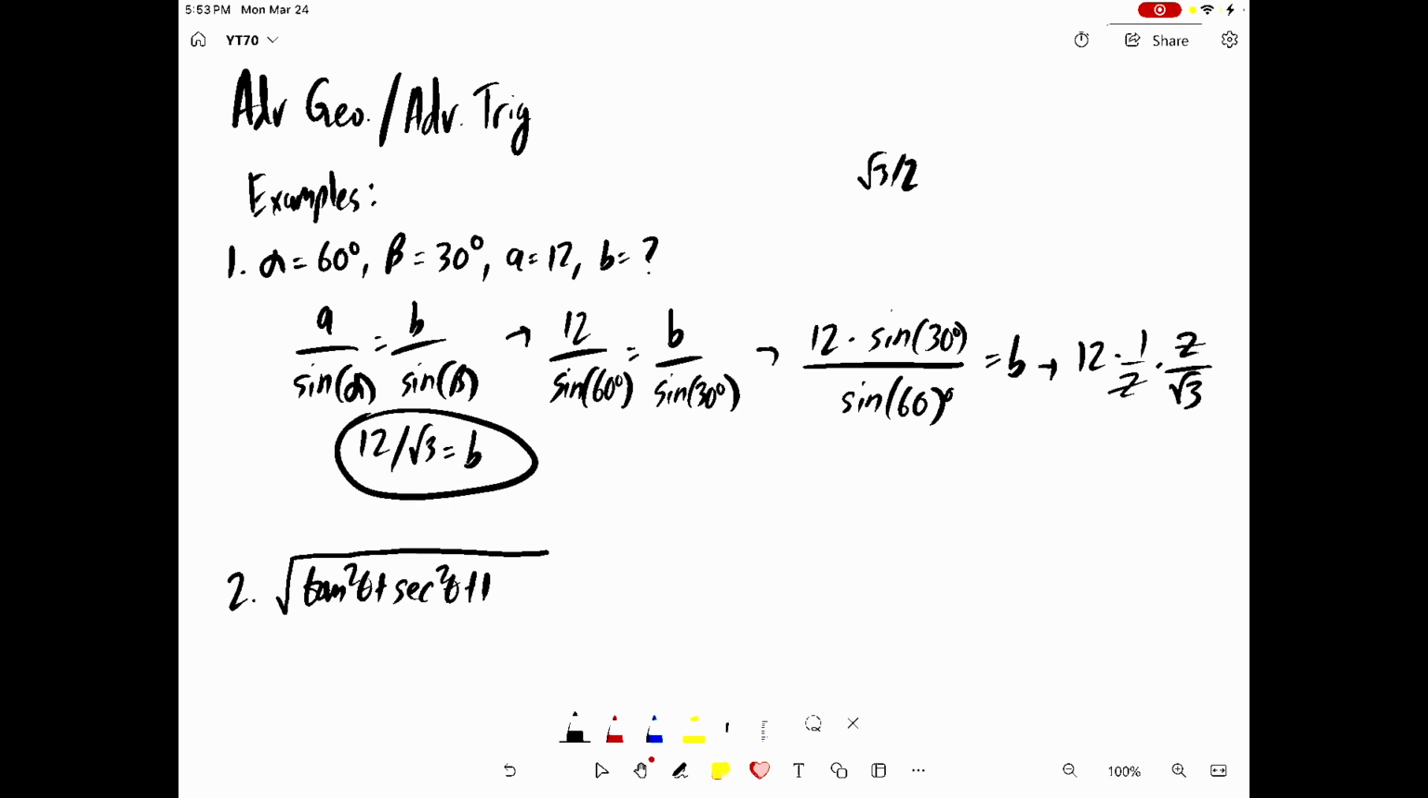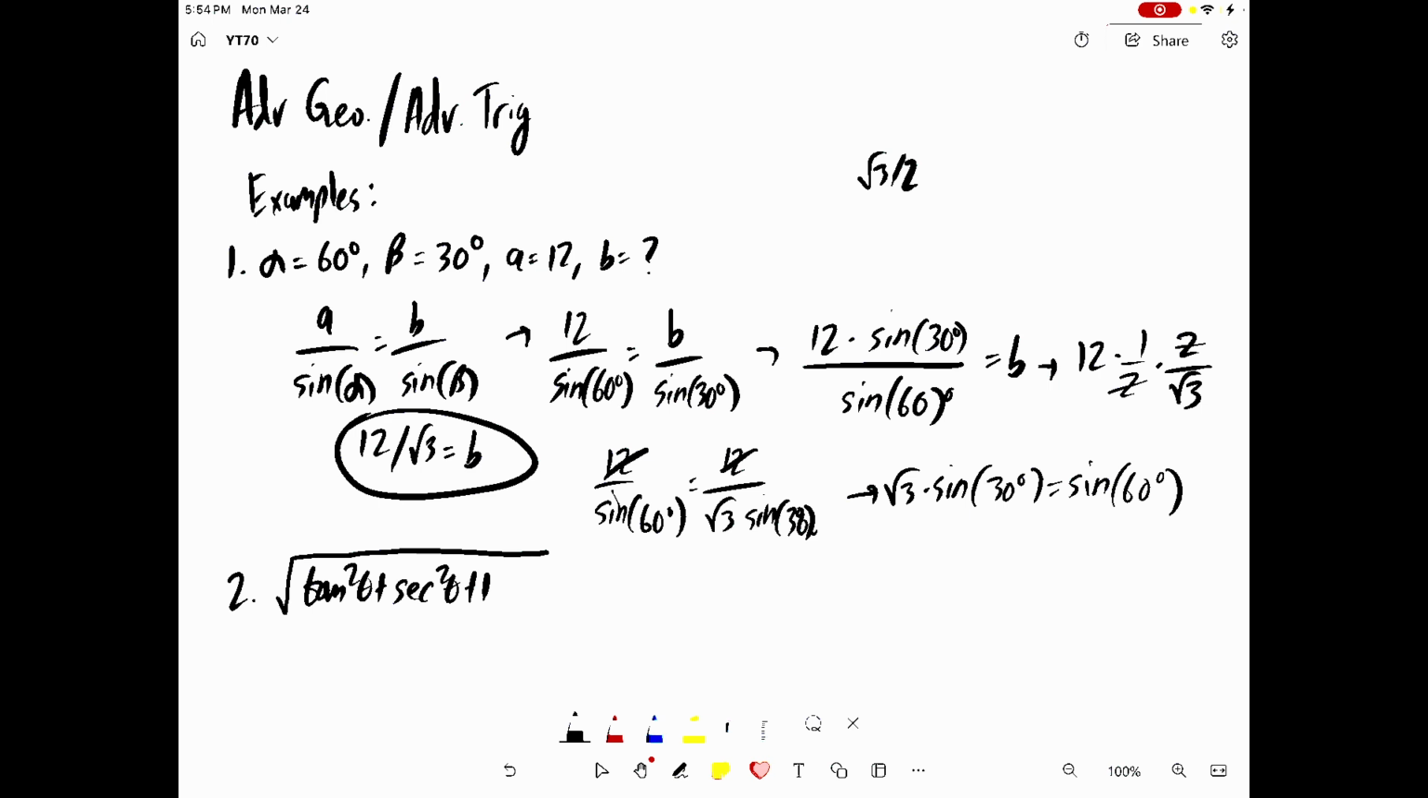If you want to make sure that you're correct, you can always plug it back in. So 12 over sine 60 degrees is equal to 12 over the square root of 3 times sine 30 degrees. Now these 2 are the same, and so what happens is we're left with square root of 3 times sine 30 degrees is equal to the sine of 60 degrees. Now the sine of 60 degrees is the square root of 3 over 2, but the sine of 30 degrees is 1 by 2.